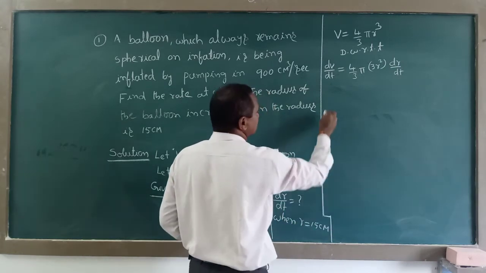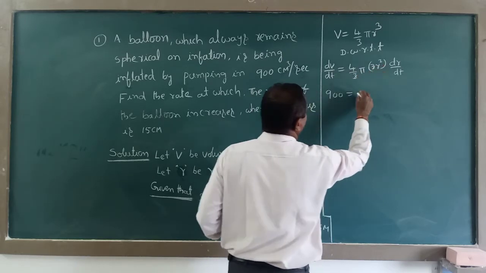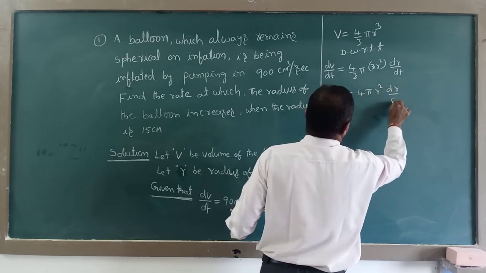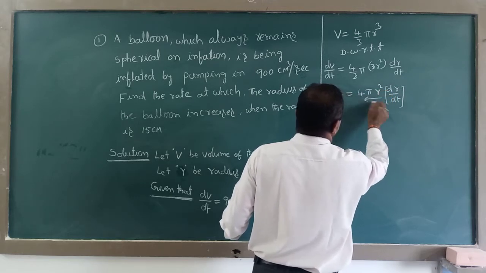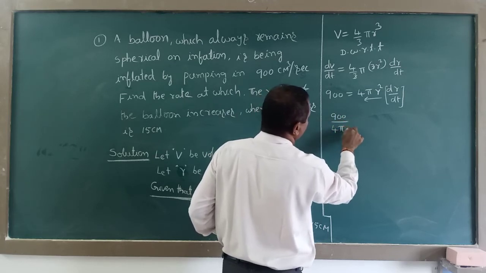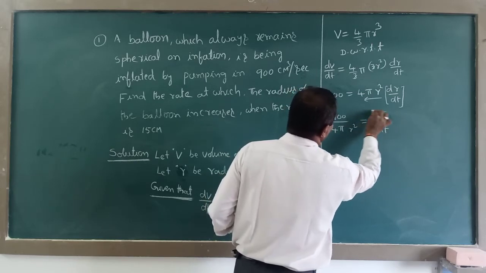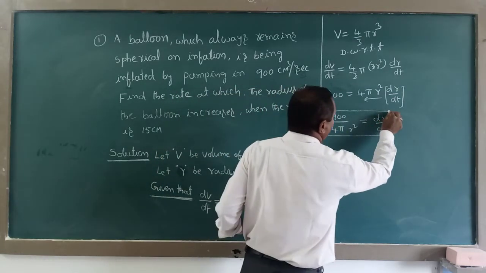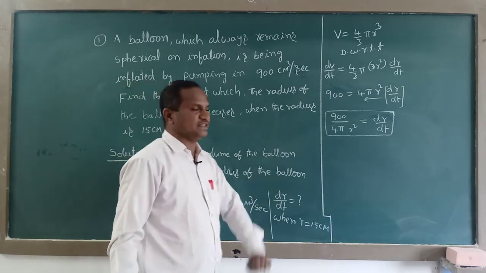dV by dt value is 900, which is equal to, 3 gets cancelled here, 4 pi into r square dr by dt. Now send 4 pi r square to this side: 900 by 4 pi r square is equal to dr by dt. They already gave the value of r also here. The value of r is 15 centimeters.